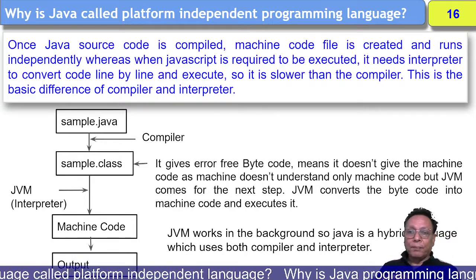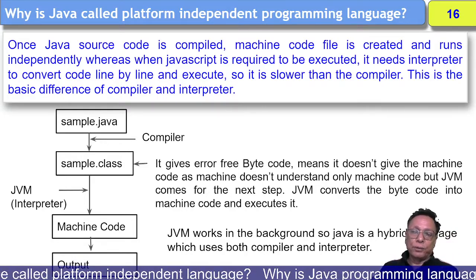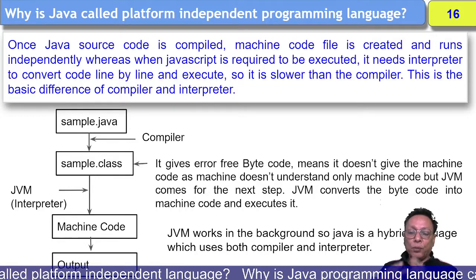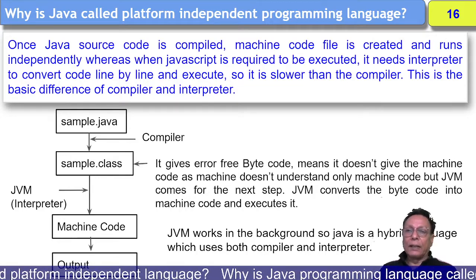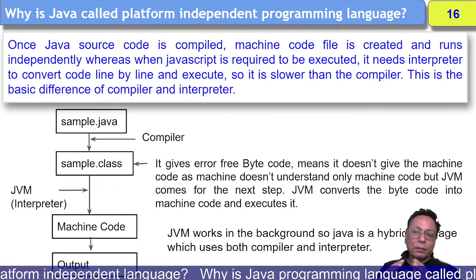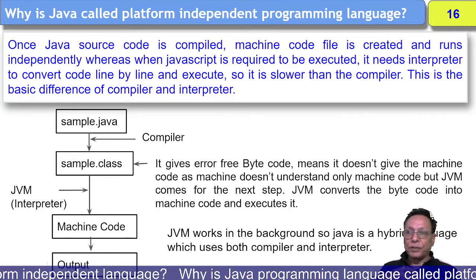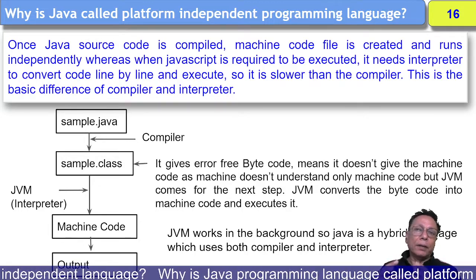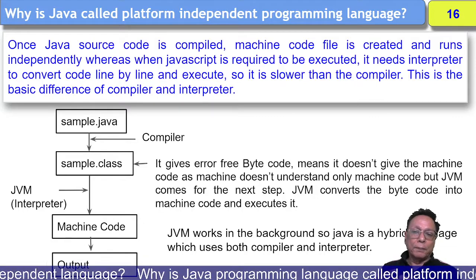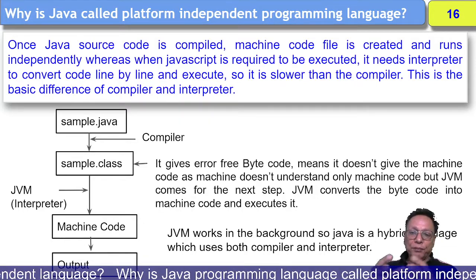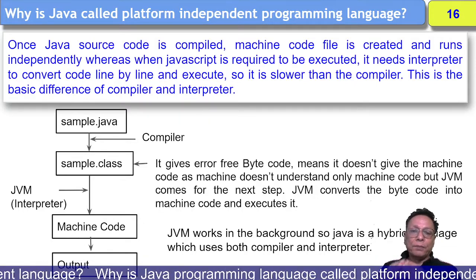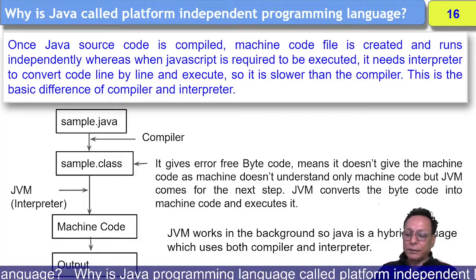So Java, as I have told you, is a hybrid language which uses both the compiler and the interpreter. And one most important thing: the interpreter is slower than the compiler, as I have told you in the first paragraph, the compiler is faster than the interpreter.